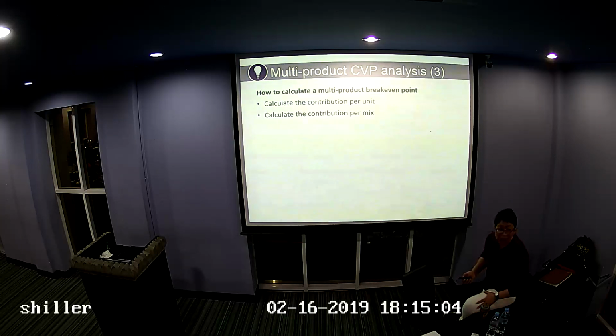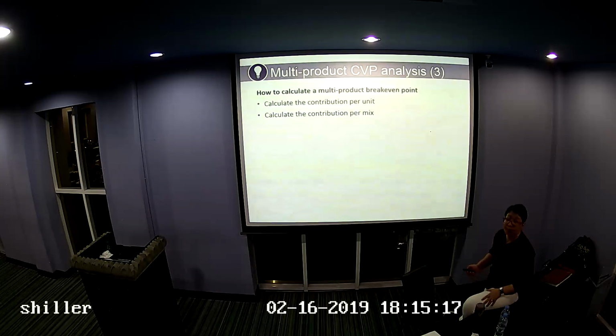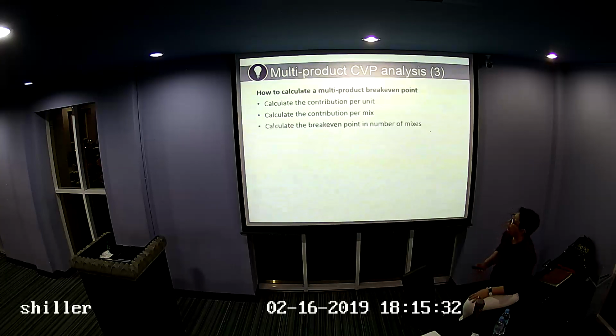Okay, so the mix is your weight. For example, I have 2 products I'm selling, this water bottle and this bottle here. So for every one of this bottle, I sell 2 of these. So what is my mix? Okay, I sell 2 of this water bottle for every bottle of this one. So what is my mix? 2 is to 1. Do you understand? That is a mix. Okay.